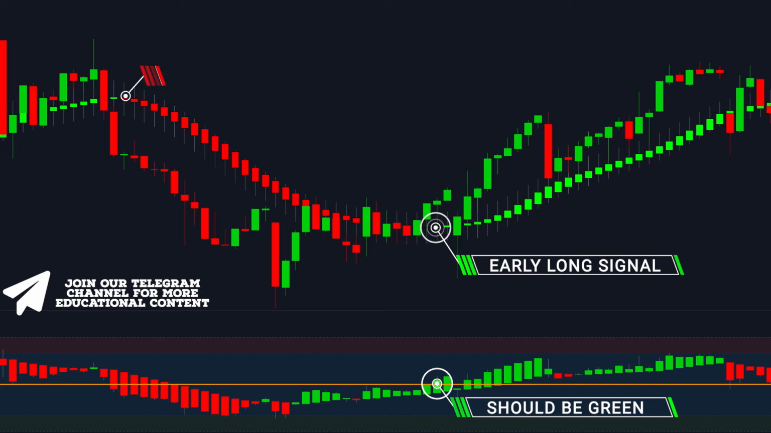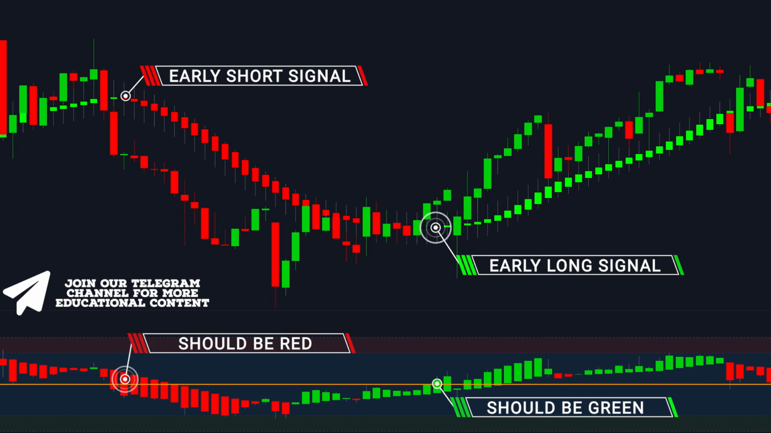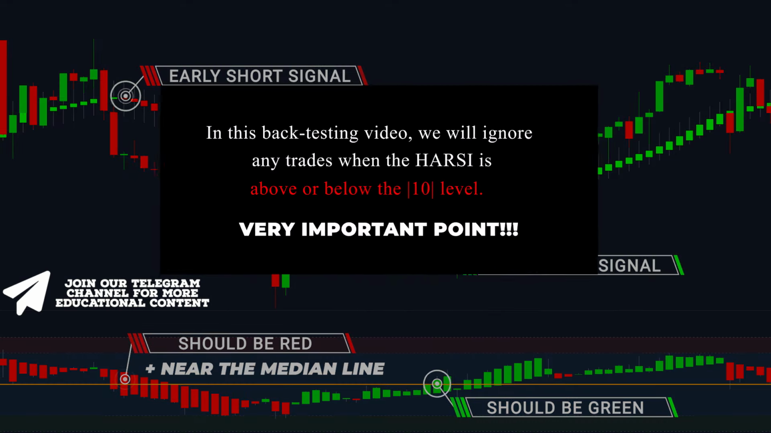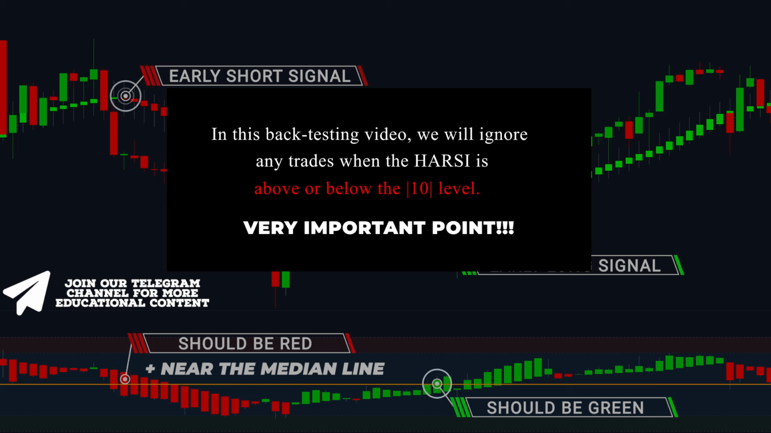After spotting a red smoothed Heikin-Ashi candle, we need to catch sight of the red Harsi bar, and, as in the previous case, this bar should be near the median line. But you probably wonder which Harsi levels are set to be invalid. In this backtesting video, we will ignore any trades when the Harsi is above or below the 10 level.